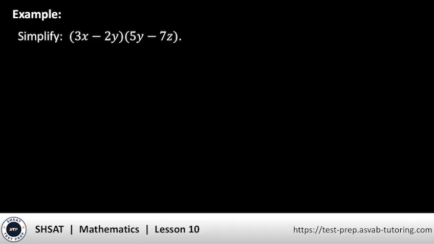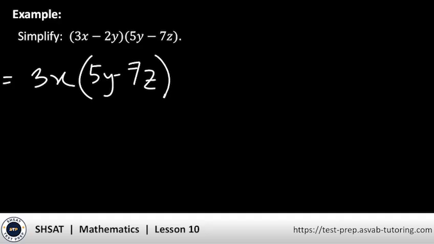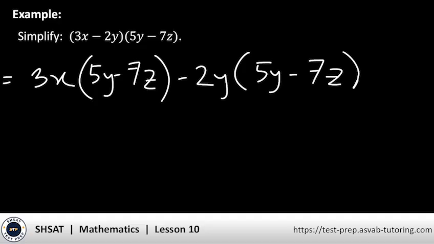Let's move on. Here we have another question. It's quite similar. It's just that it has a minus sign, okay? Let's remember what we have just learned. We take the first term of the first parentheses. Then we take the entire second parenthesis. So 5y minus 7z. Then we take the second term of the first parenthesis, which was minus 2y. Don't forget the symbol. Then we take the entire bit of the second parenthesis. So that's 5y minus 7z.